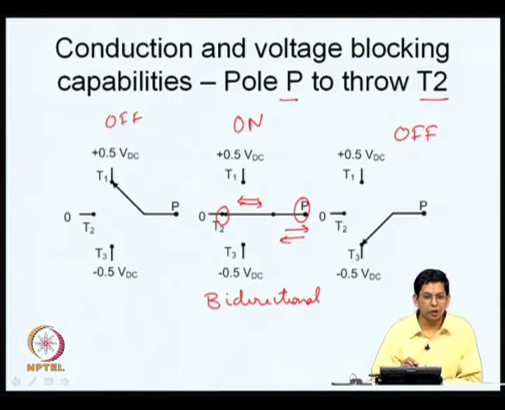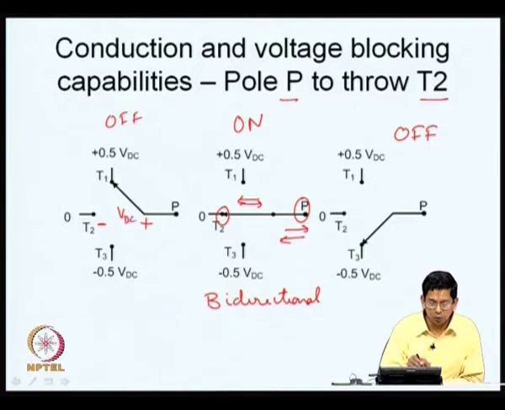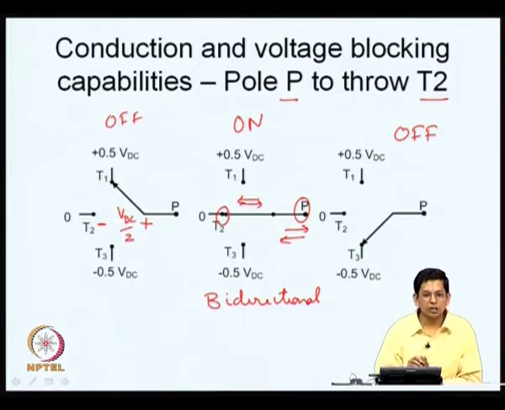How about the voltage now? Let us look at it a little carefully. It is off here, P is connected to T1. Therefore, P is positive and T2 is negative with respect to P. What is the potential that comes between the two? P is plus 0.5 VDC and T2 is 0. So, the potential difference is 0.5 VDC or VDC by 2. The potential difference is only VDC by 2 and not VDC, as P is positive with respect to T2.